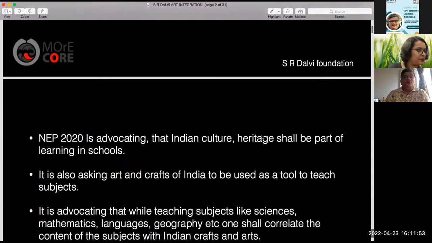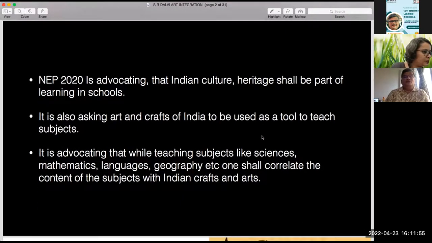So we all know that the new education policy is telling us that Indian culture and heritage shall be part of learning in schools. It is also asking art and craft of India to be used as a tool to teach subjects.